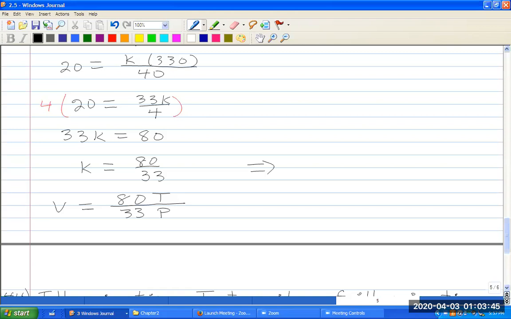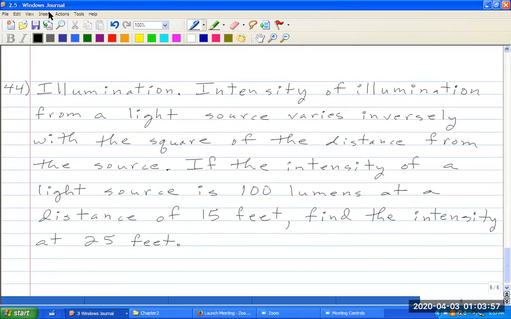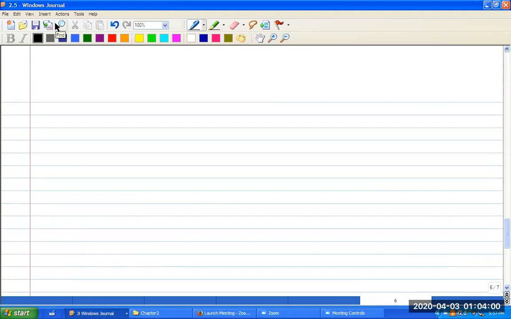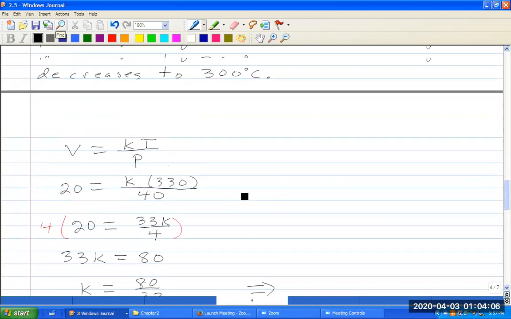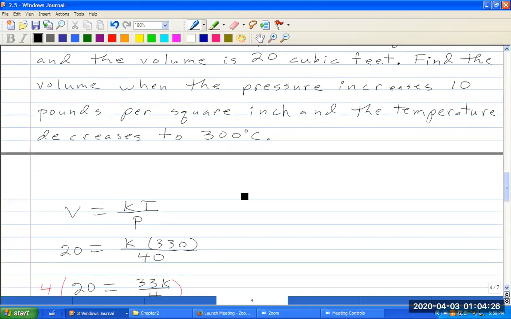Okay, so now let's try to figure out, I guess I'll need another page here. Okay, here it is. So it says, find the volume when the pressure increases 10 pounds, so from 40 to 50, and the temperature decreases to 300 degrees Celsius. Okay, so let's do that.